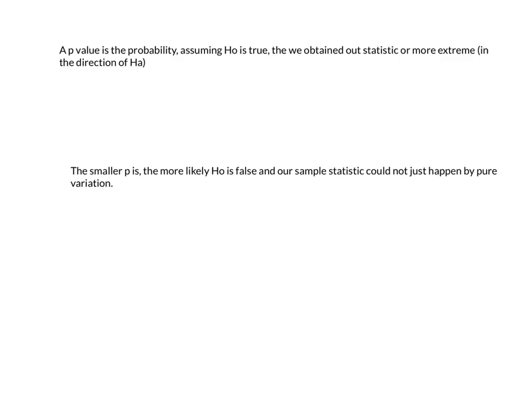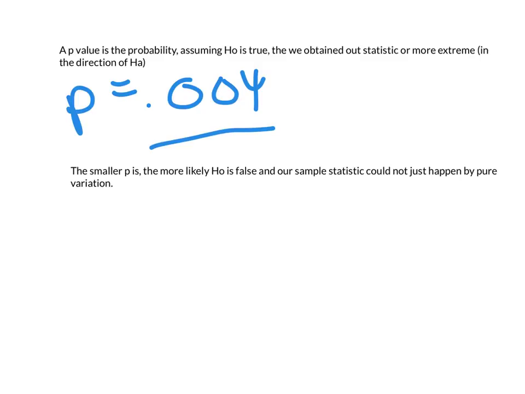So here's just a definition to help you with this. What we're actually looking at, that 2 out of 500, is something known as a p-value. A p-value is the probability, assuming H0 is true, we obtain our statistic or more extreme in the direction of HA. What does that mean? Our p-value that we obtained was 0.004. That's tiny. It's less than 1%. So if there really was only a third of orange Reese's Pieces in all samples, then we should only get our sample less than 1% of the time. Since we got it, I'm pretty sure the null is wrong and that there really is more than 33% of orange in a bag. The smaller that p is, the more likely H0 is false. So our sample statistic could not just happen by pure variation.